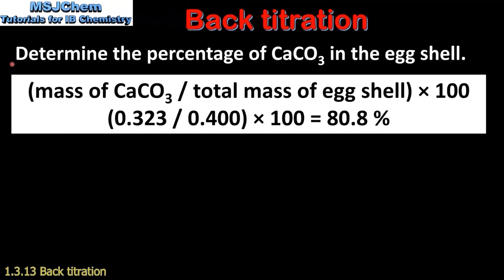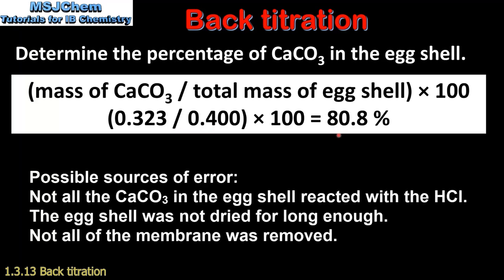And finally, we can determine the percentage of calcium carbonate in the eggshell. To do this, we divide the mass of calcium carbonate in the eggshell by the total mass of the eggshell and multiply by 100. So that's 0.323 grams divided by 0.4 grams multiplied by 100, which gives us 80.8%. This tells us that the eggshell is approximately 81% calcium carbonate by mass.